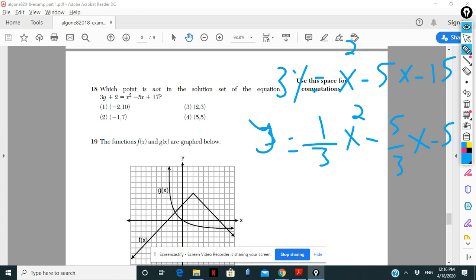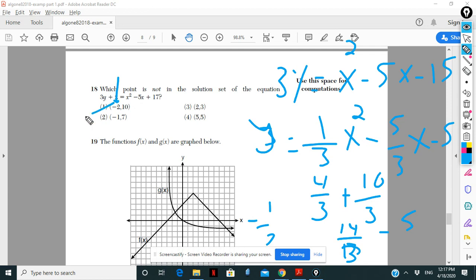Now, to solve this equation the easy way, I'm going to use the plug-in technique. What does it mean? I'm plugging in the x value to find if it's giving me the y value or not. So the first one I'm going to plug in is -2. So -2 squared is 4, so I have 4/3, and -2 is going to be plus 10/3, and that's going to be 14/3 minus 5, which is -1/3. It's not 10. So for 18, it's number 1.